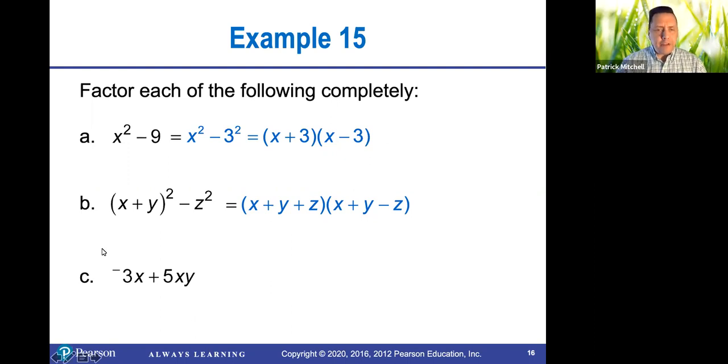Next, we have factoring out a common factor. The common factor is x. So you sort of undistribute the x, write it out here, and then inside that leaves you with negative 3 plus 5y.